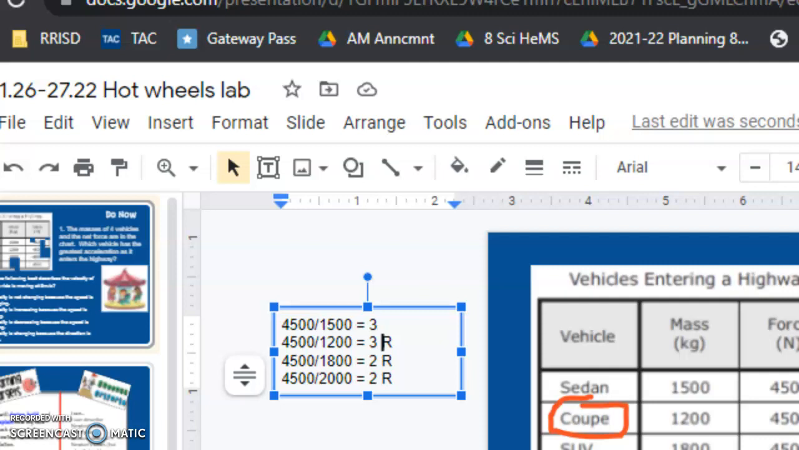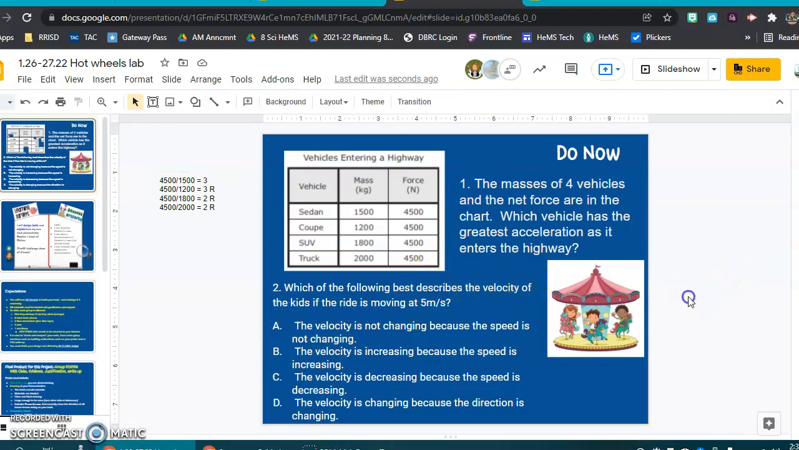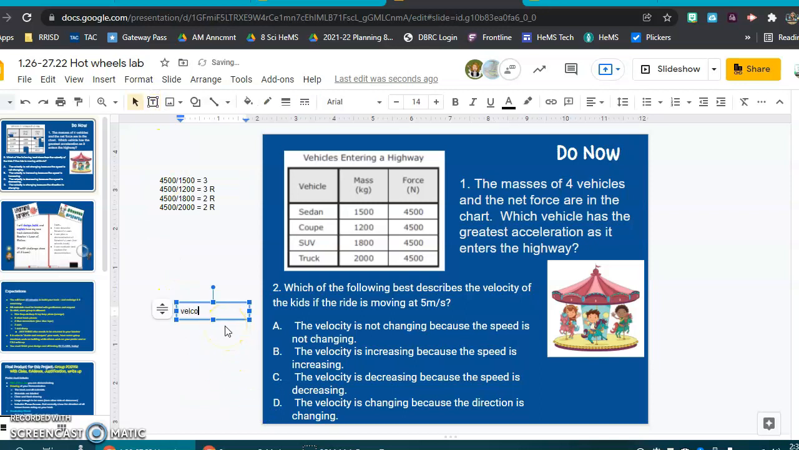So on the next one we have here, I'm going to exit my drawing, is which of the following describes the velocity? Well, what did we say velocity is? We said velocity is speed plus direction. Very good. So if I'm going in a circle, yes, I am changing direction. And I have right here 5 meters per second. I have speed. So knowing that the velocity, because it's a circle, is always changing, the direction is changing. So hopefully you can pick the right answer right there.